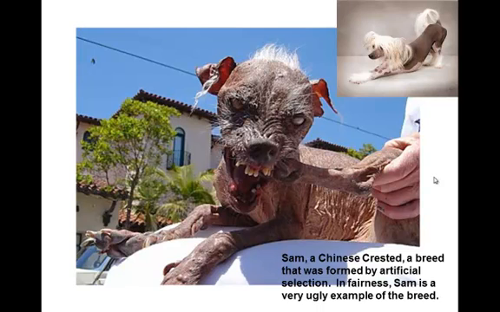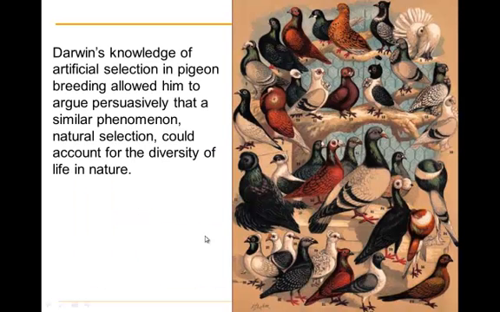I don't know. But Charles Darwin actually used artificial selection as an important evidence in support of his ideas of evolution by natural selection. He said, if humans can do this in just a few generations of selective breeding, what can nature do in hundreds or thousands or tens of thousands of generations? And so, for example, Darwin studied pigeon breeding extensively, and his knowledge of artificial selection in pigeon breeding allowed him to argue quite persuasively that a similar phenomenon, natural selection, could account for the diversity of life in nature.